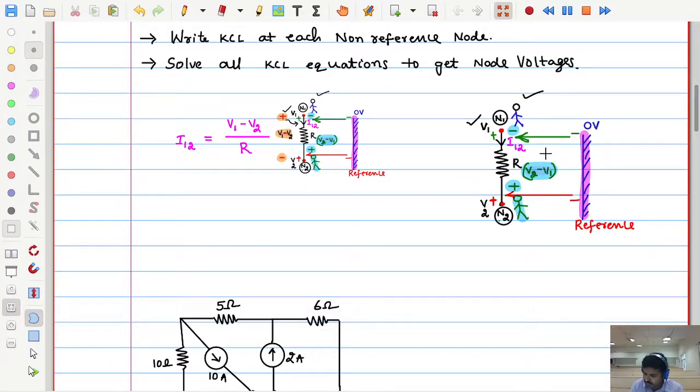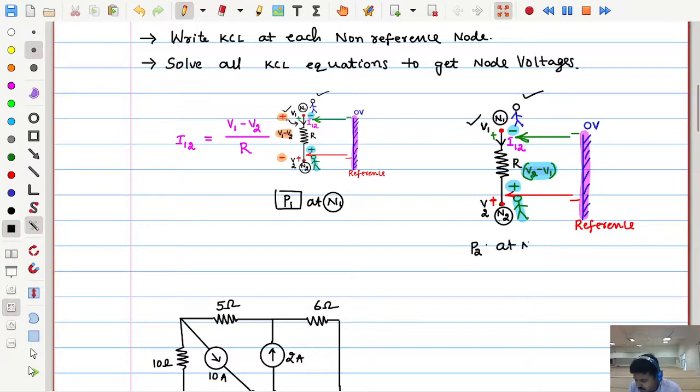Right, only this is there. Now let me remove this also. So now, this is P1's choice. When person 1 at node 1, what he thinks is in this way. Now person 2 at node 2. Now what he thinks is that his voltage is more, so the voltage across the resistor is V2 minus V1.